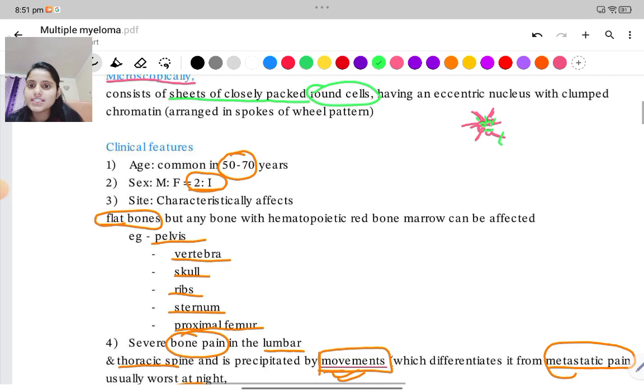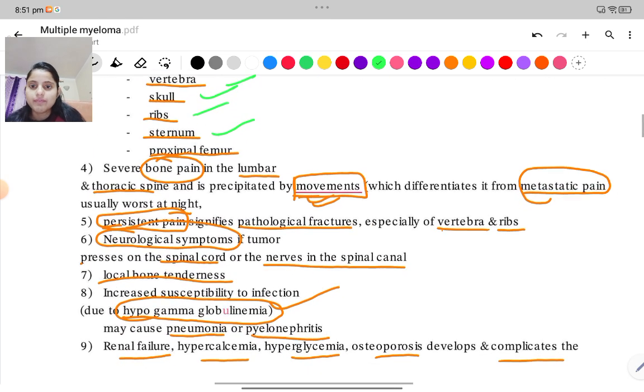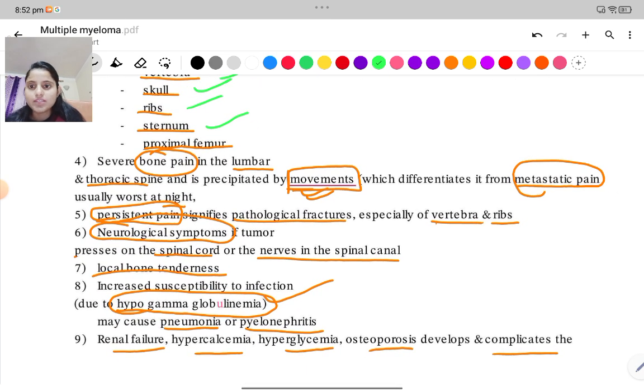On clinical features, it occurs in the age group of 50 to 70 years, mostly occurs in the male, mostly affects the flat bones like pelvis, vertebra, skull, ribs, sternum. When it involves the lumbar and the thoracic spine, there is bone pain which is increased in movement, while the other metastatic pains are watched at night.